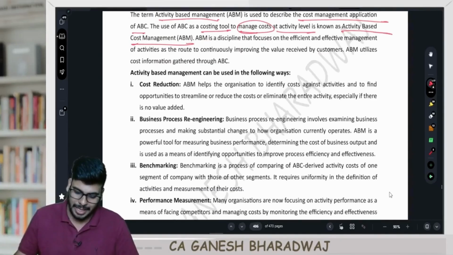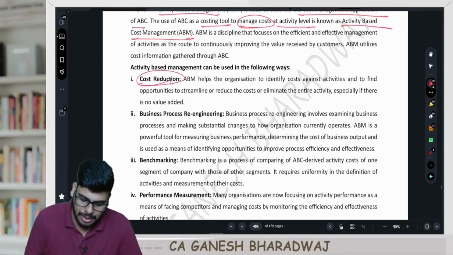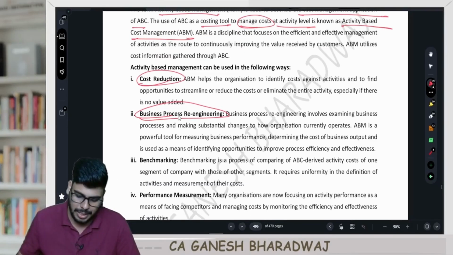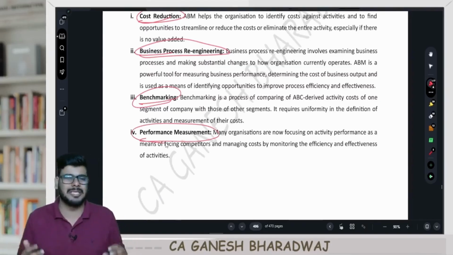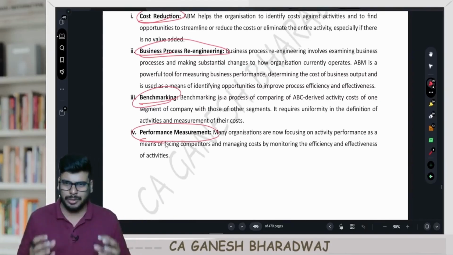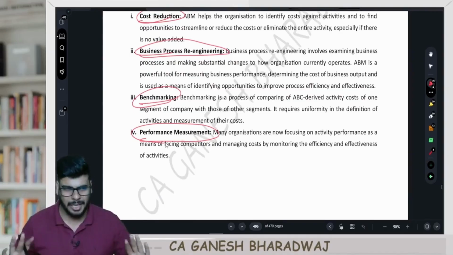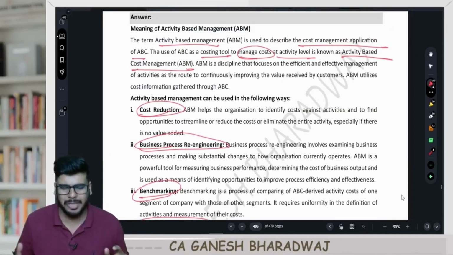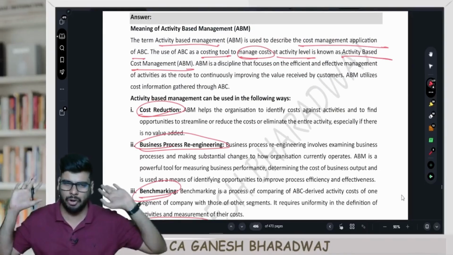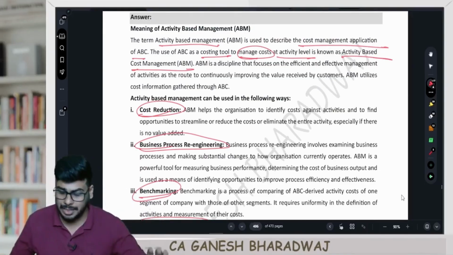So this is what they are saying. So it can be used for cost reduction, for business process re-engineering, for benchmarking, for performance measurement and all. They have given some theoretical part. Basically, using this for some managerial decision making is only called as activity-based management. Clear with this, guys? Nothing beyond this. You just give it one reading, put it in your own language if at all they ask. Clear with this, guys? Right.